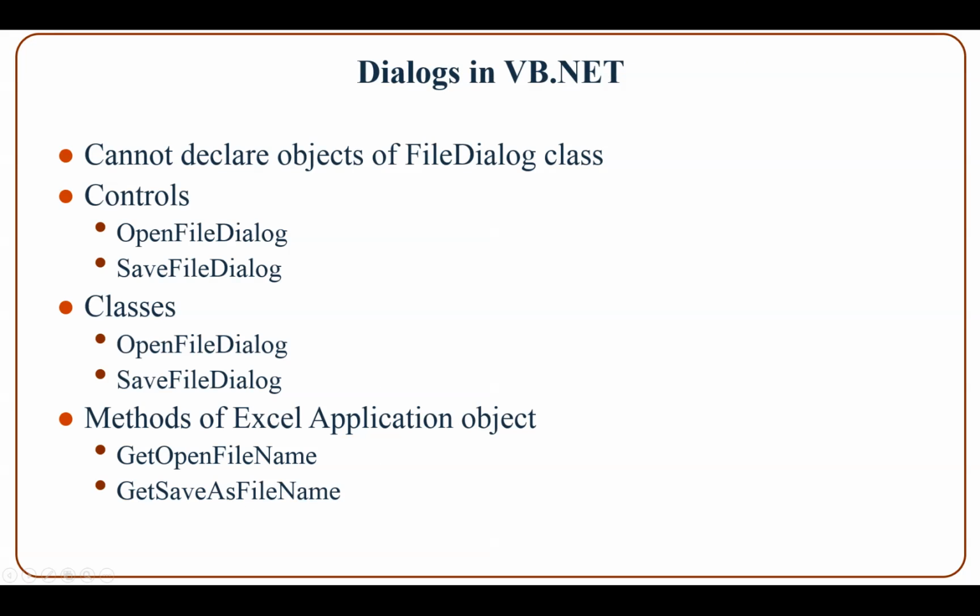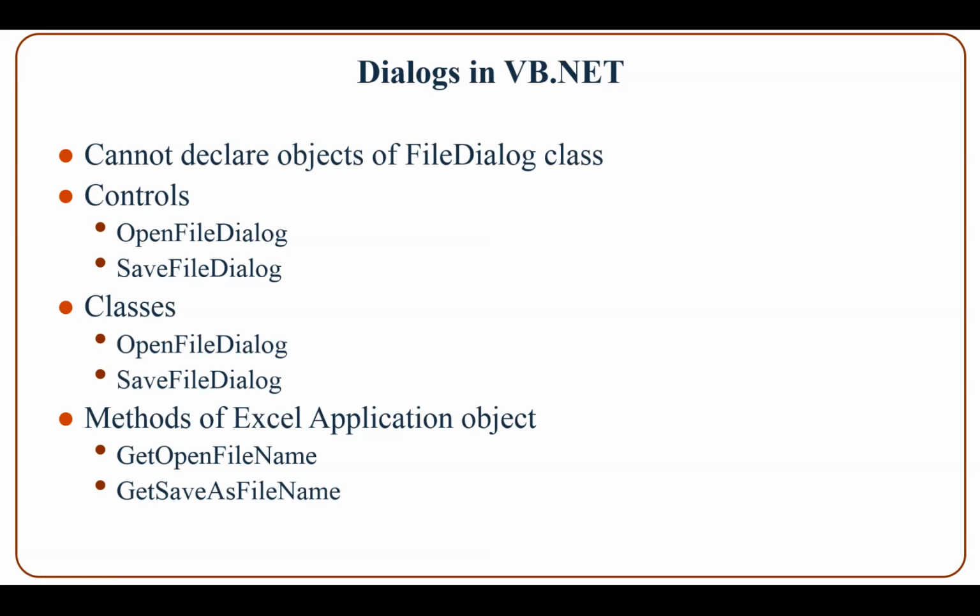Now let's talk about dialogs in VB.NET. In VB.NET, you cannot declare objects of the FileDialog class because this class is an abstract class. Instead, you use the controls. There are two controls, OpenFileDialog and SaveFileDialog. Or you can use the two corresponding classes, OpenFileDialog and SaveFileDialog. Those classes inherit from the FileDialog class.